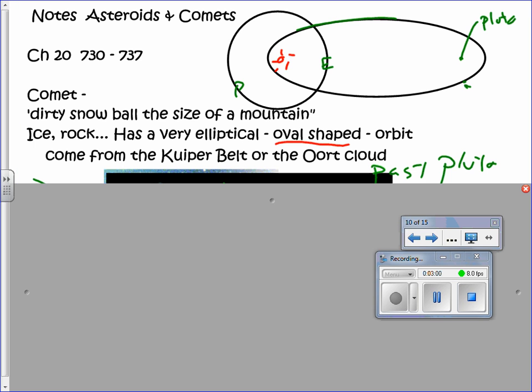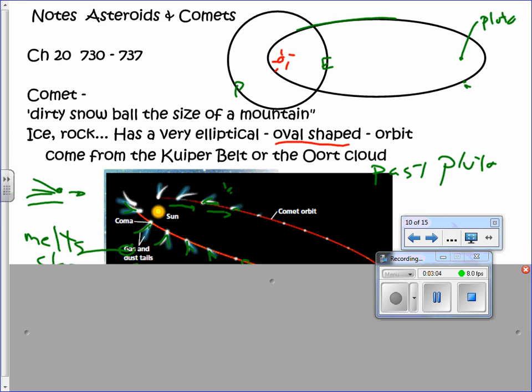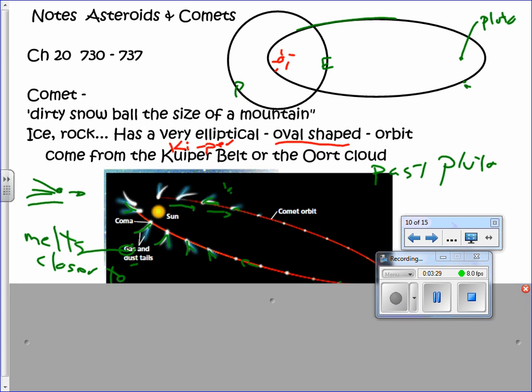So they come from the Kuiper belt, and strangely, this is named after a person. It's called the, oops, make that an I. It's pronounced Kuiper belt. Kuiper belt or the Oort cloud. And again, when we talked about Pluto and Pluto not being a planet anymore, we also talked about those things being Kuiper belt objects. This is a picture from the textbook.